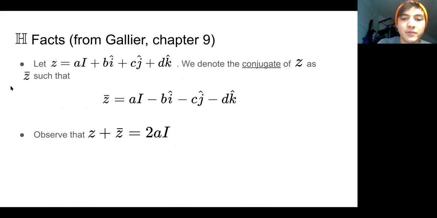Furthermore, just for some more definitions, like the complex numbers, we have a notion of a conjugate of a quaternion, which is when we invert b, c, and d. And like the complex numbers, we can observe that a quaternion plus its conjugate is equal to twice its real part.